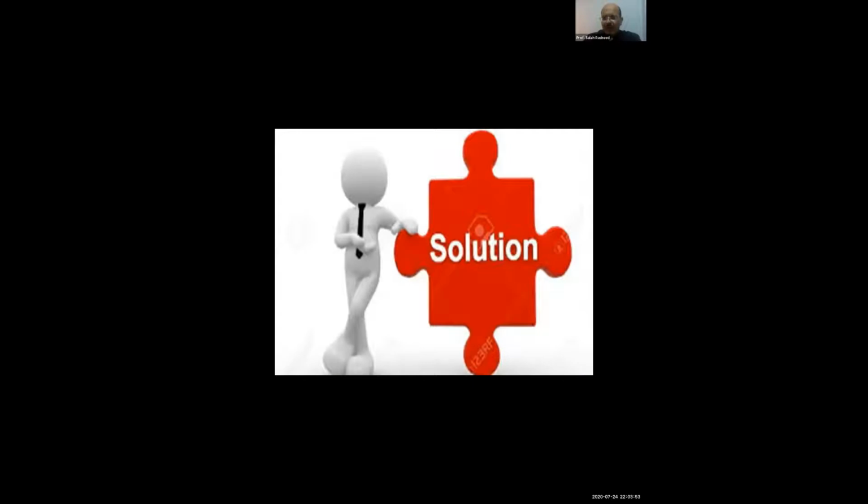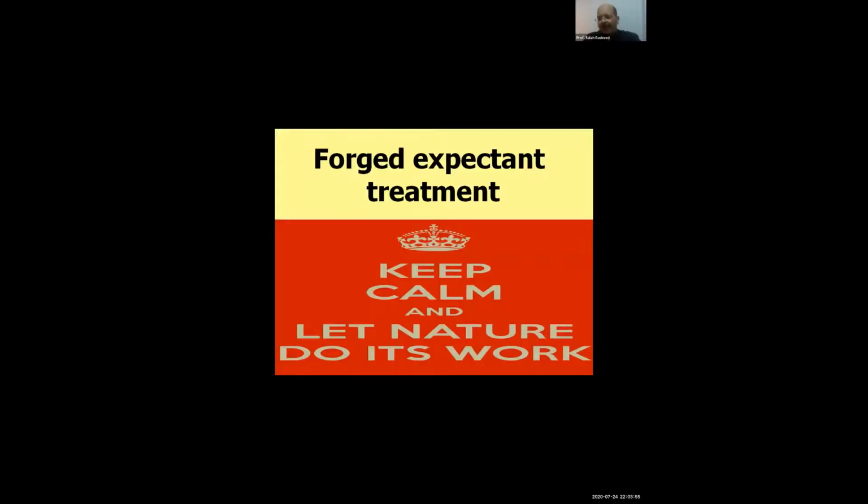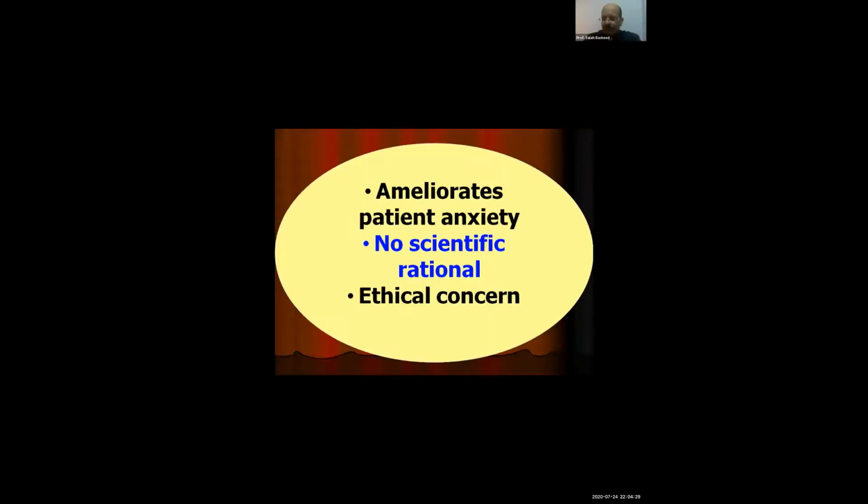However, some clinicians have introduced what's called forget expectant treatment. In this approach, they try to reach a compromise. They give the patient specific medications, like antioxidants, like mitochondrial stabilizers, or something in the second half of the cycle, just to ameliorate anxiety and give nature time to do its work. However, this strategy has been criticized as having no scientific rationale, and it bears a great ethical concern.